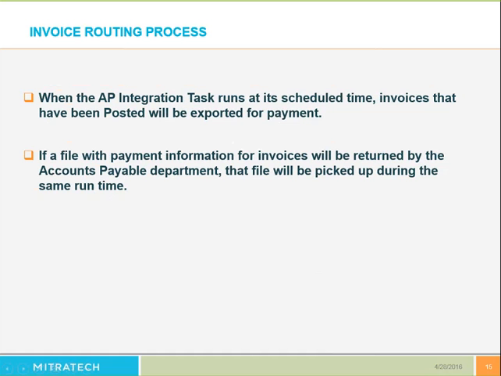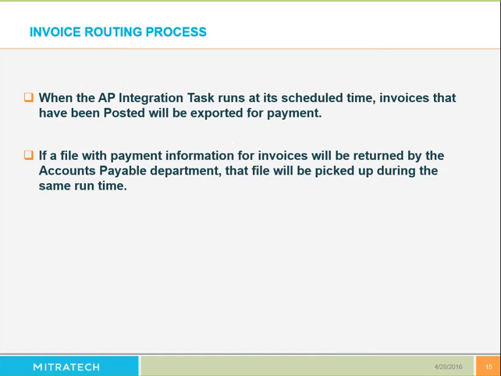Once the invoices have been posted, then the AP integration task runs at its scheduled time, and all the invoices that have been posted will be exported for payment. Every field in every invoice is exported. We do not filter any data out. It is up to the AP department to decide what fields they want to import into their systems. So a file is actually placed onto a shared directory that they have access to. They come out there, they pull it into their system.